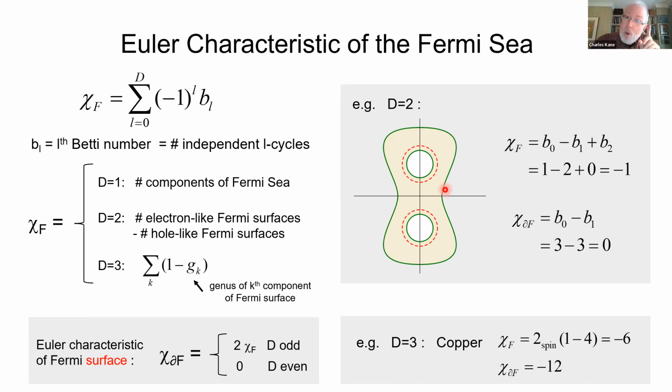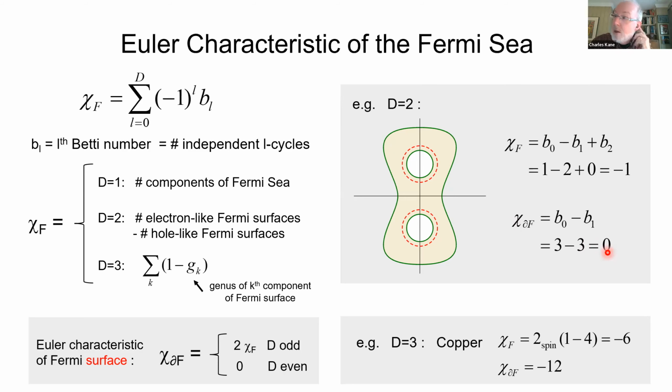Now, one thing that is important is the distinction that I make: one can talk about the topology of the Fermi sea, or one can talk about the topology of the Fermi surface, the boundary of the Fermi sea. Of course, the Fermi surface in this two-dimensional example is just three loops. And it's not too hard to see that the Euler characteristic of a circle is equal to zero. So the Euler characteristic of the Fermi surface is equal to zero.